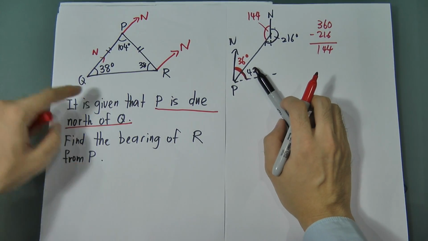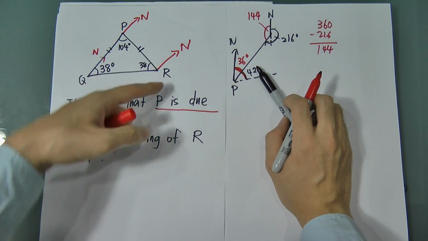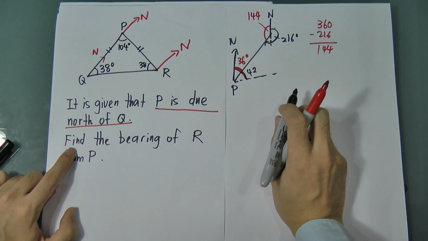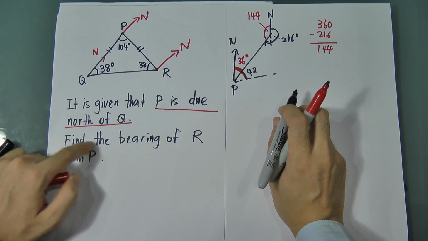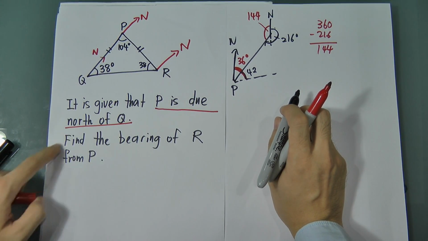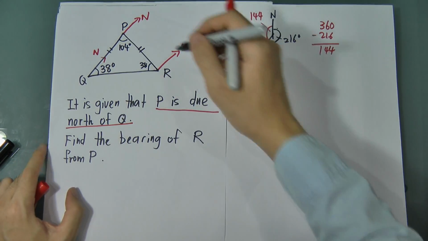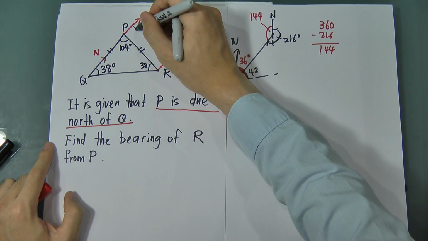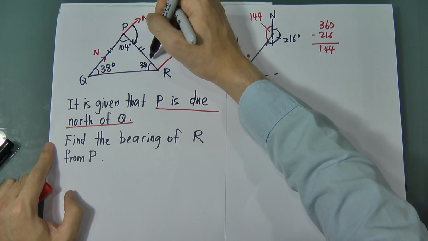When he says Q, you come to Q, you draw to the north to the P. So this is north. If you can get the north, everything will be an easy job. First he asks you to find the bearing of R from P. So you start from P, find the north, and then find the line connecting P and R. From north to this side, this is the bearing they want to find. From north, the angle rotates clockwise to the line connecting P and R.